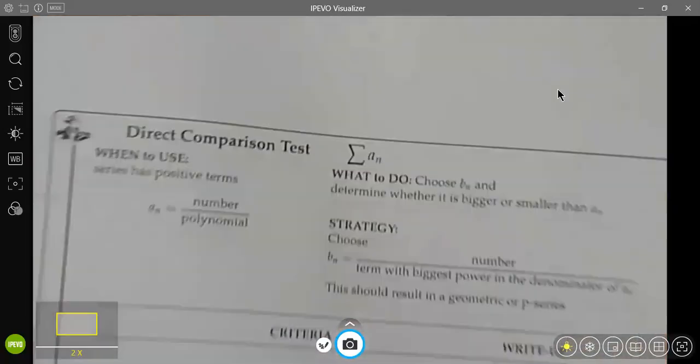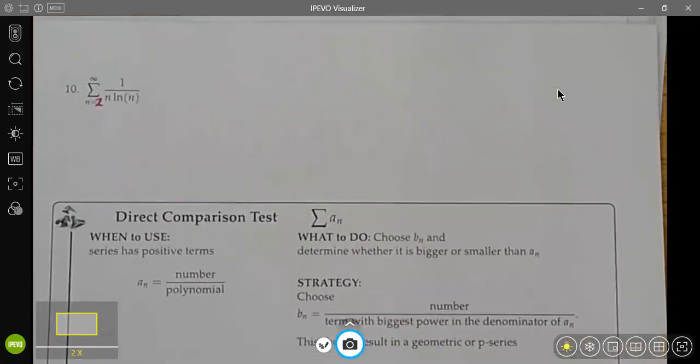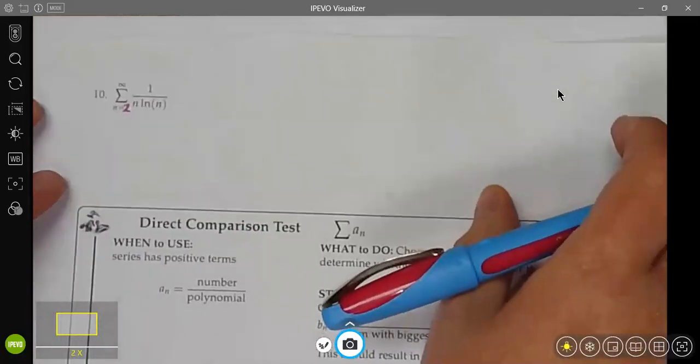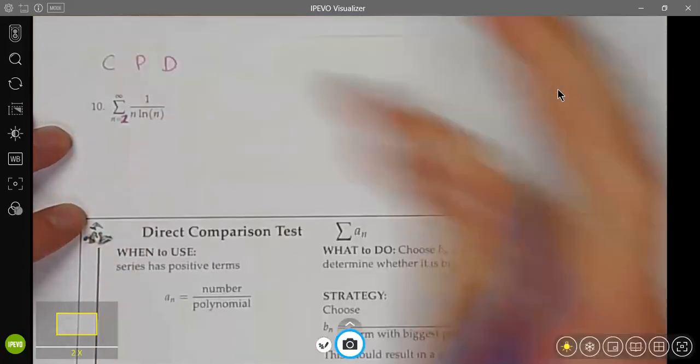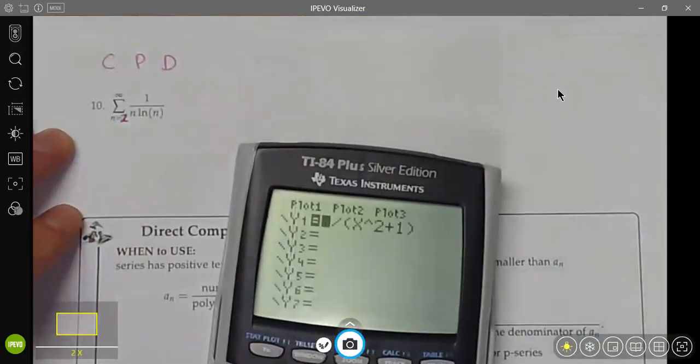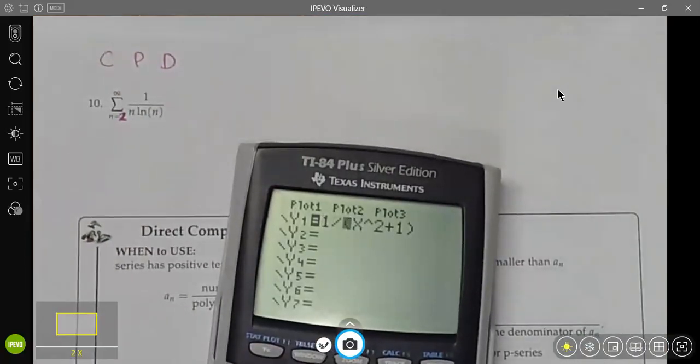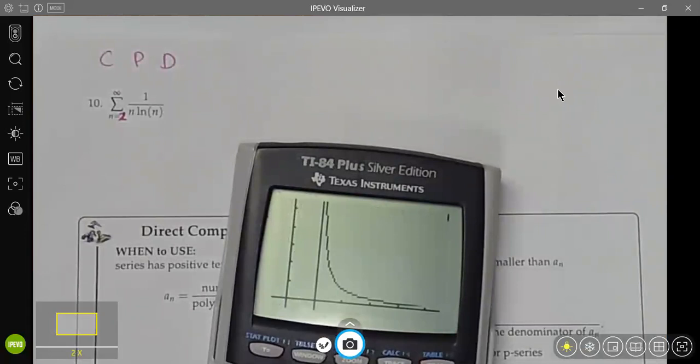So I have this series from n equals 2 to infinity of 1 over the quantity n times natural log of n. My first step is to check that it is continuous, positive, and decreasing. So let me put that into my calculator here. So 1 divided by x times natural log of x. Okay. So I graph that.